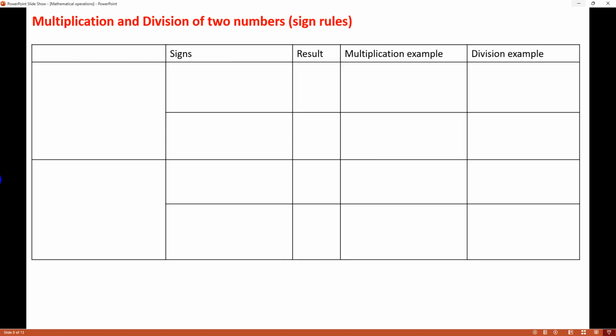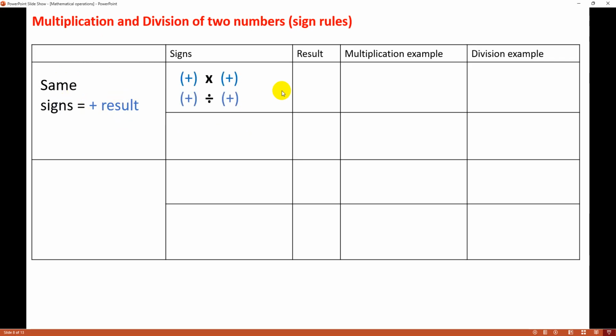Now let's go into the multiplication and division of 2 numbers, the sign rules. Okay? So when the signs are the same, the result is always positive. Again, this is when you multiply and divide. The rules are different when you add or subtract. Now we are multiplying and dividing. So same signs, positive result.